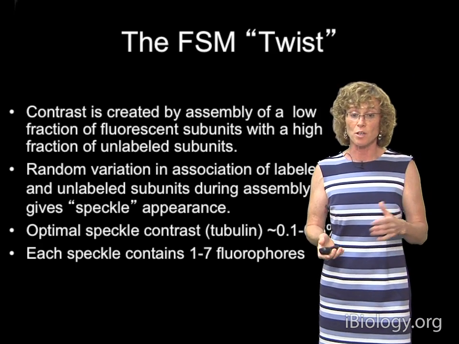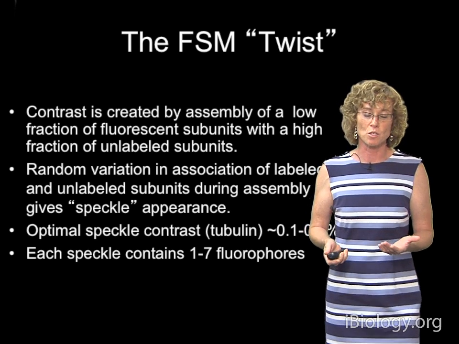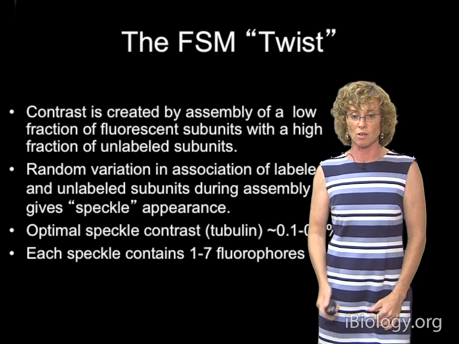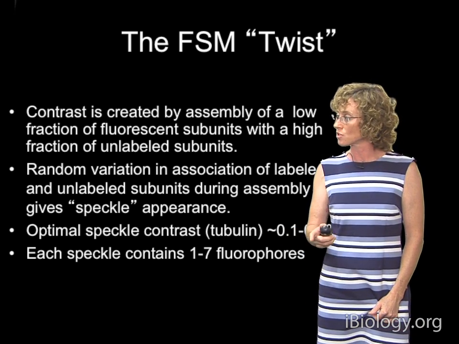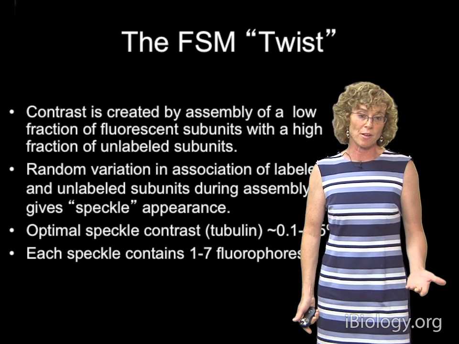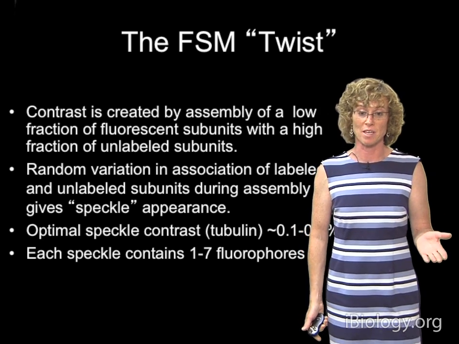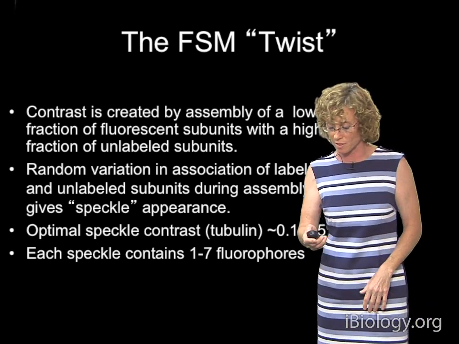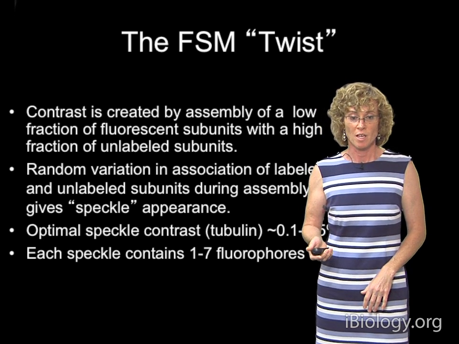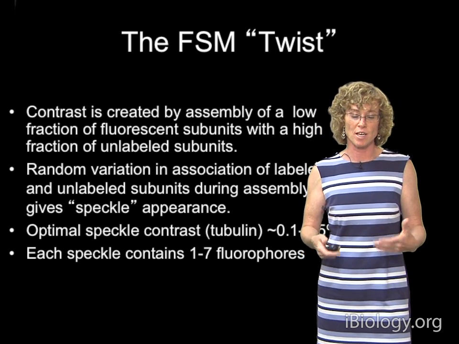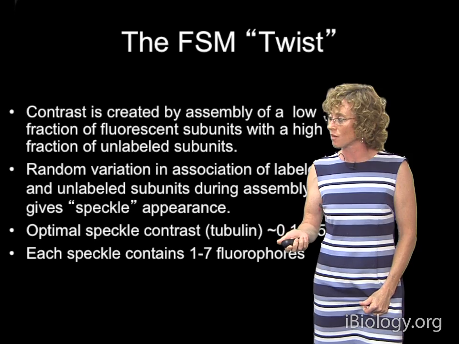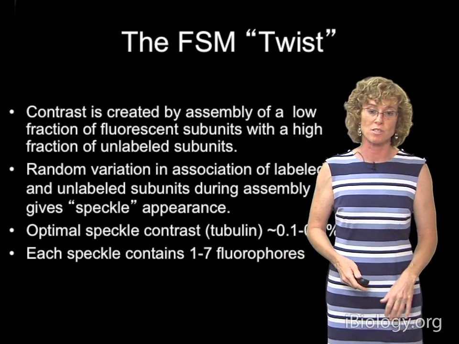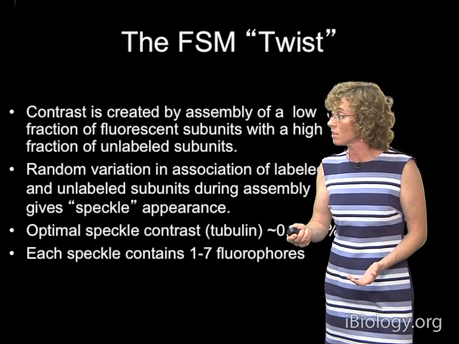And it is a very low number. So in the case of microtubules, which we characterized extensively early on, optimal speckle contrast is on the order of about 99.9% unlabeled tubulin and 0.1% labeled tubulin. At this concentration, each speckle contains about 1 to 7 fluorophores, and adjacent regions in the image contain basically none.